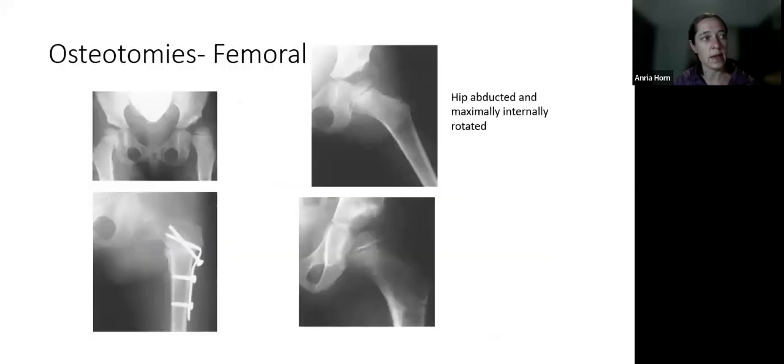Easier said than done. So there are just some examples of femoral osteotomy. So look at this. This is the same hip. And then once you put it in its maximum abduction and internal rotation, you can see that the anatomy of the proximal femur is actually not abnormal.